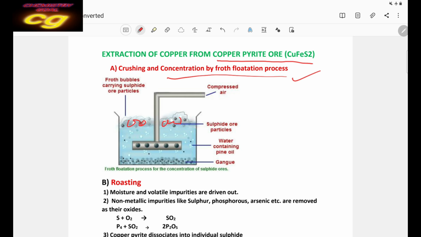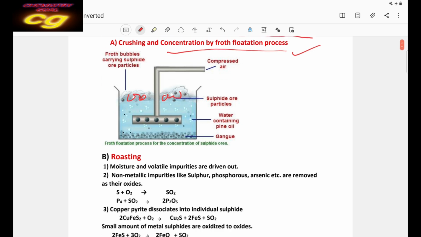Froth bubbles containing the sulfide ore float on the surface of the water, then they are collected, the air is removed, then the pure sulfide ore is collected and dried. We have already discussed this method in the last video, that is the froth flotation process. In this way the copper pyrite ore is purified.